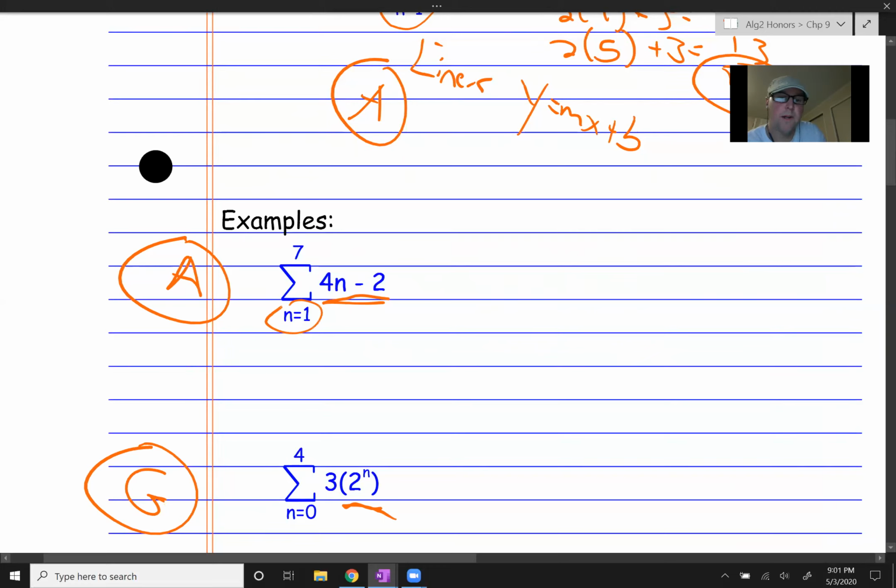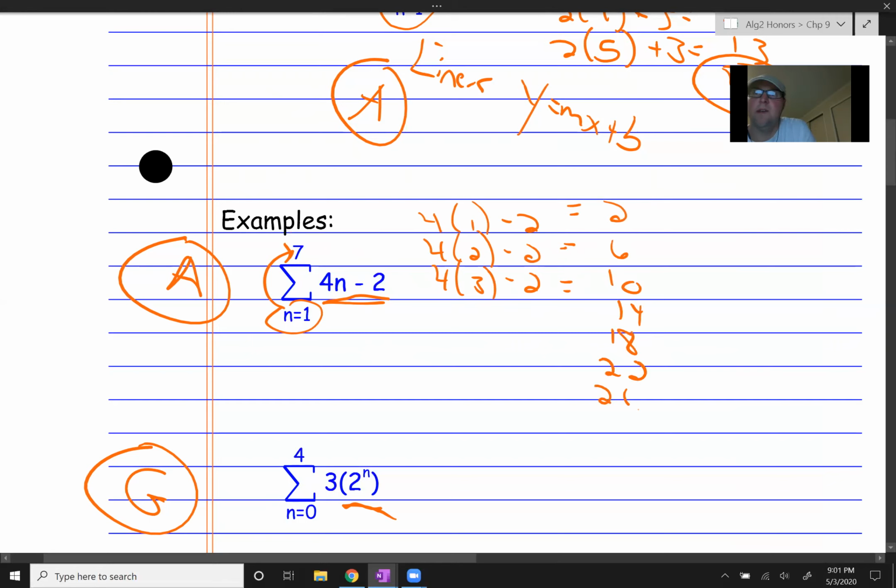So we're going to go from 1 the whole way to 7. So let's go 4 times 1 minus 2, 4 times 2 minus 2, 4 times 3 minus 2. All right, so you get the idea. I'm going to list my numbers here, what they should be: 2, 6, 10, 14, 18, 22, and 26. All right, so what do you add up to? 98. If we add the first 7 terms, we end up at 98.